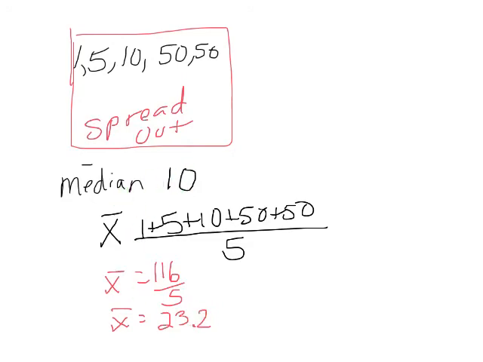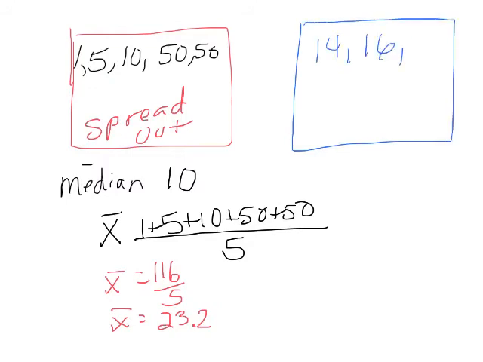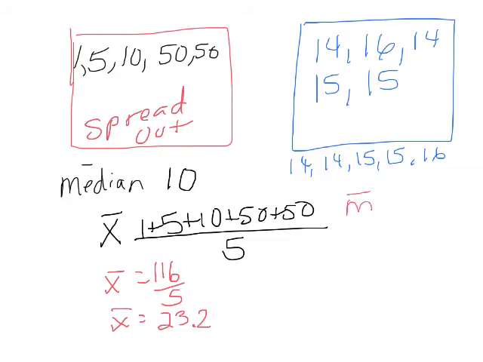Now, let's compare that to a different room of kids your age with the same number of people. How's that? Cool. So let's put these in order. We have 14, 14, 15, 15, and 16. The median is the middle number right there, 15.